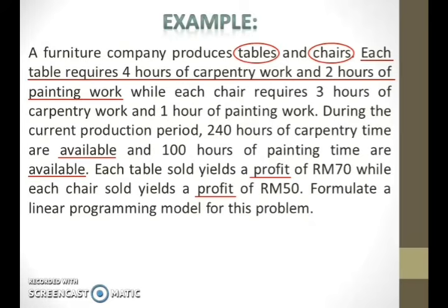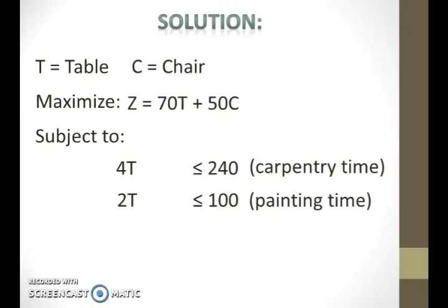It also says that each chair requires 3 hours of carpentry work and 1 hour of painting work. So write plus 3C at the first constraint and plus 1C at the second constraint. Complete the model by writing the non-negativity constraint, that is, all variables must be greater than or equals to 0.